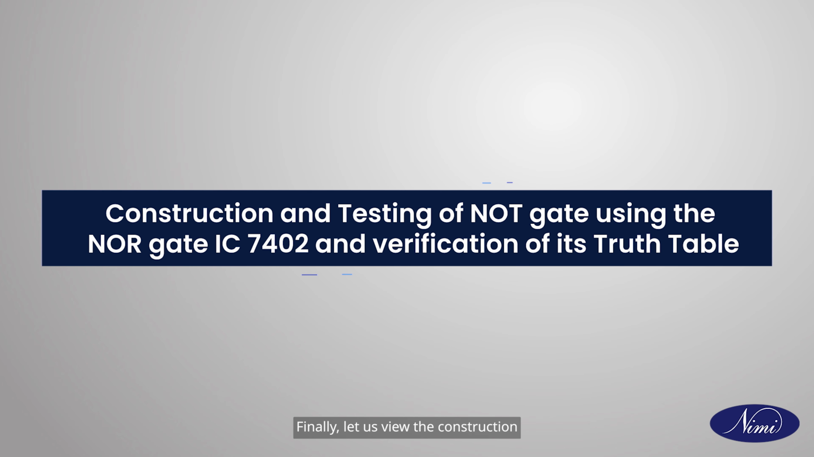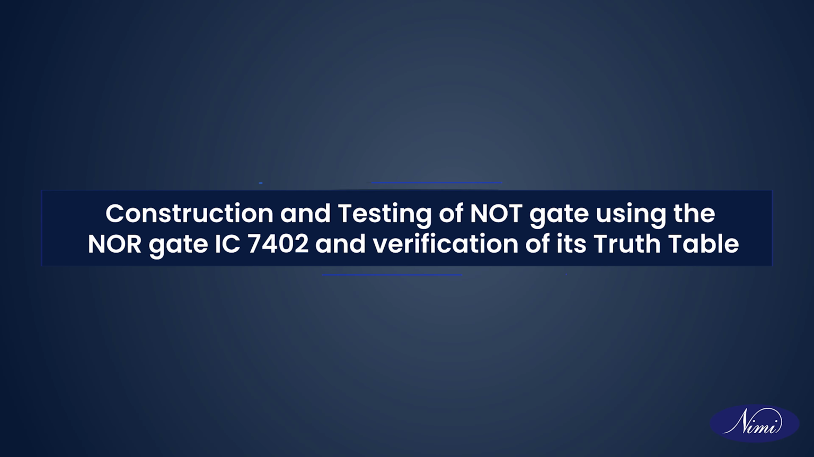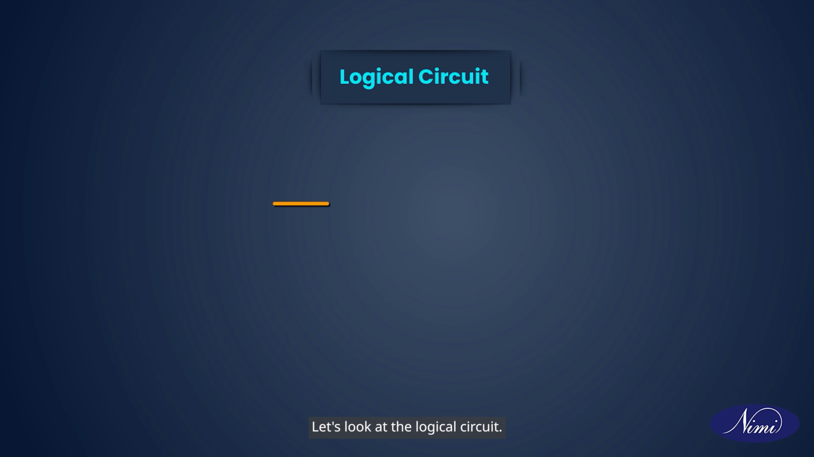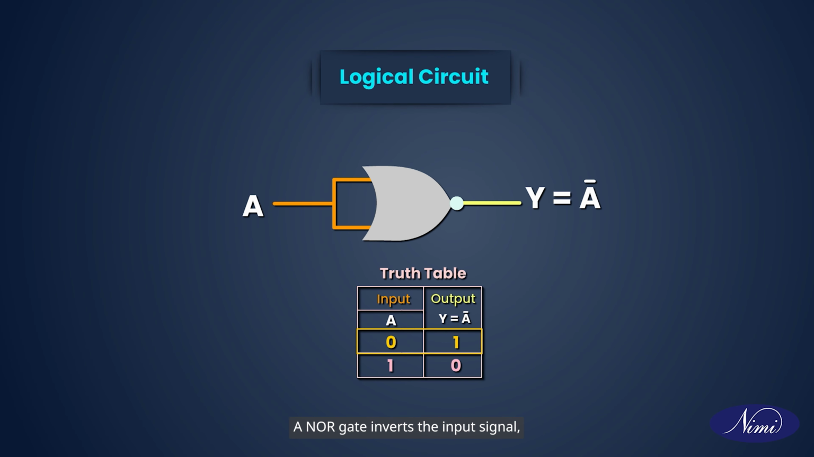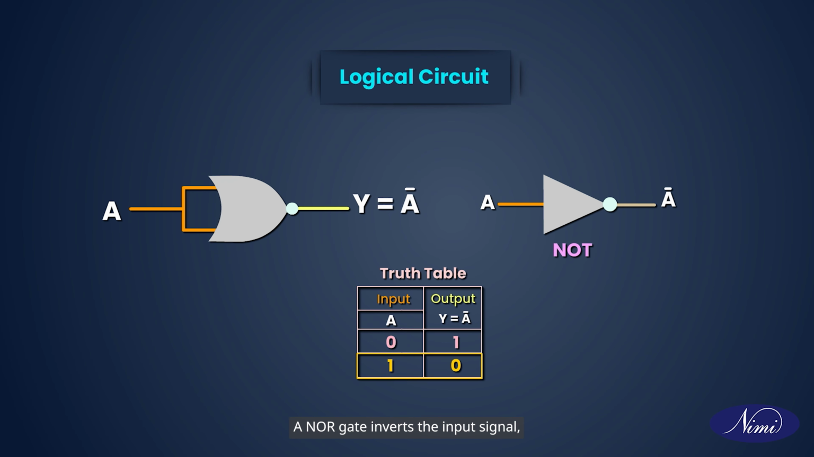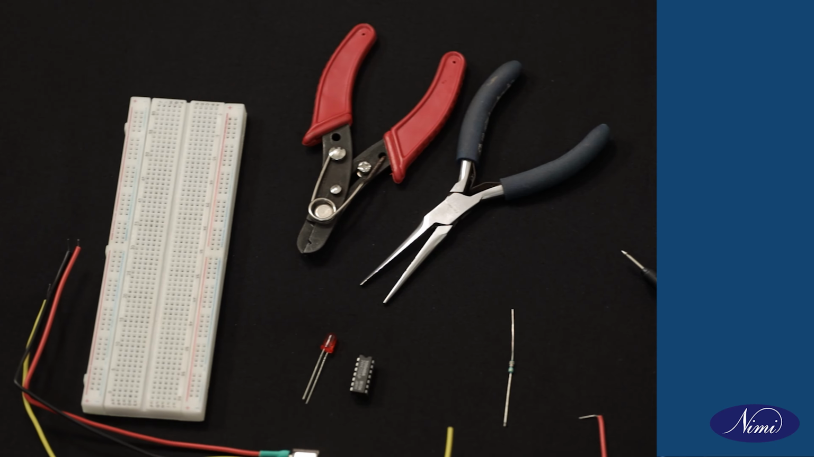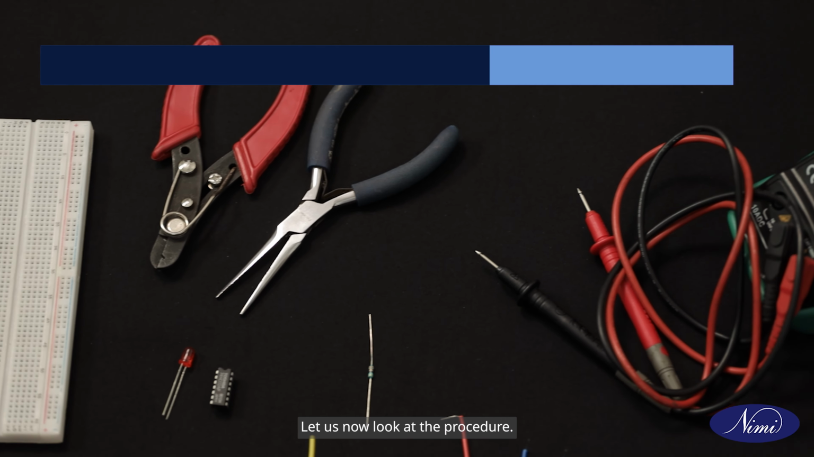Finally, let us view the construction and testing of the NOT gate using NOR gate IC 7402 and verification of its truth table. Let's look at the logical circuit. Connect input A directly to NOR gate. A NOR gate inverts the input signal, acting as a NOT gate. Let us now look at the procedure.